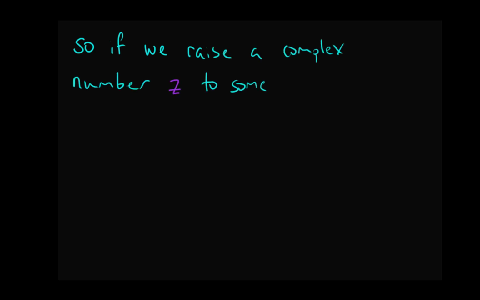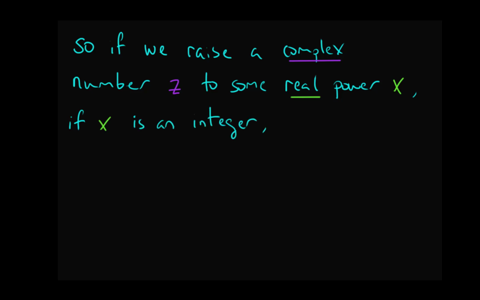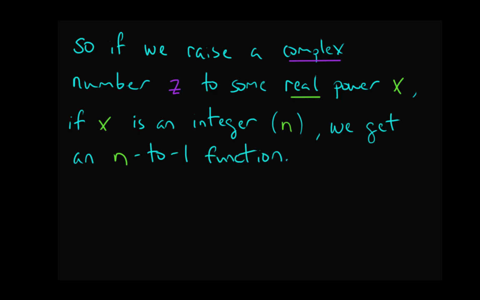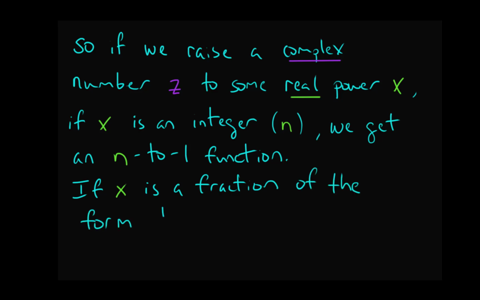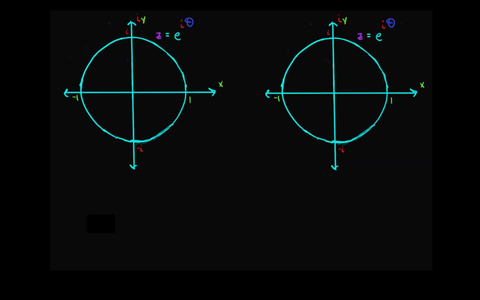I imagine most of you can convince yourselves that if we had let x equal 1/4, we would have gotten a 4-valued function, or if we had let x equal 1/10, a 10-valued function, and so on. This can be contrasted with the previous case, where if we raise a complex number z to some real power x, and x is an integer, which we can call n, we end up with an n to 1 function. We just saw that in the beginning of the video. But now, if x is a fraction of the form 1 over n, we get an n-valued function, or a function with n branches.